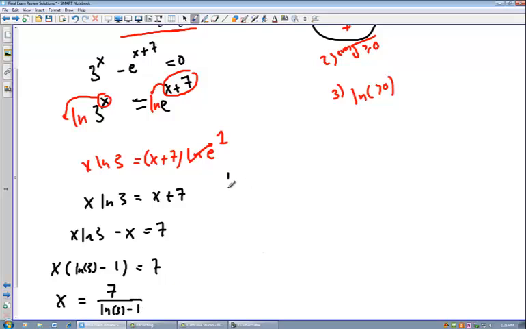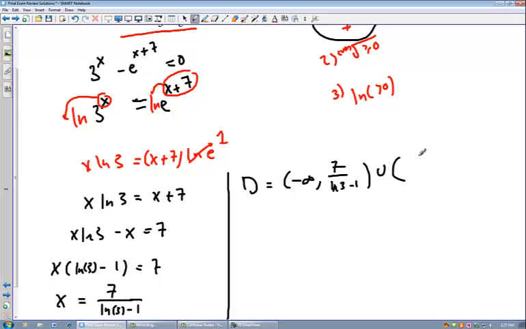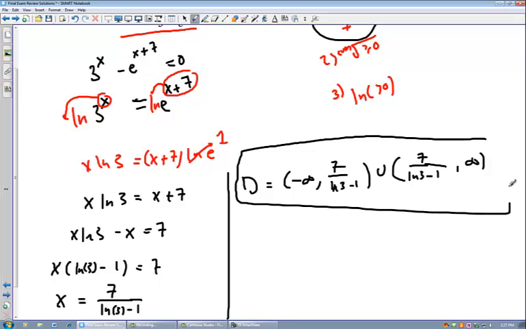And so that's what you do not want x to be. So my domain would be equal to all real numbers, so minus infinity to 7 divided by ln of 3 minus 1, union 7 divided by ln of 3 minus 1 to infinity. So this is interval notation. That's what I would probably use. And so that would be my answer.